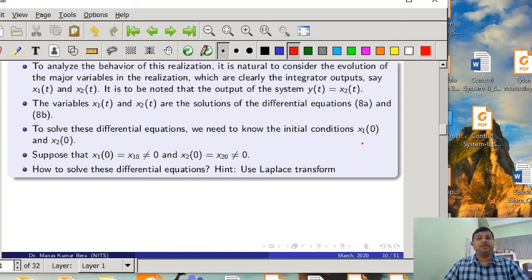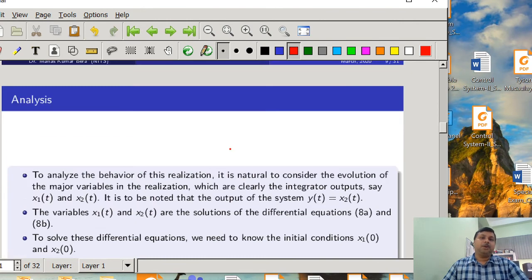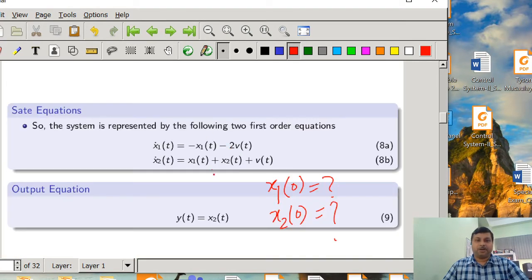That's why in my next slide it is discussed that to solve this differential equation, we need to know the initial conditions x1(0) and x2(0). Suppose x1(0) is definitely a non-zero quantity, and x2(0) is also not equal to 0, some non-zero quantity we are assuming. So how do we solve this differential equation, represented by equations 8a and 8b, when these initial conditions are given?